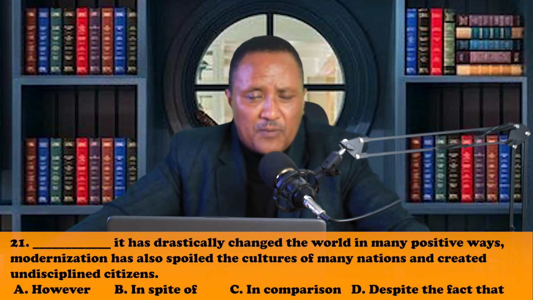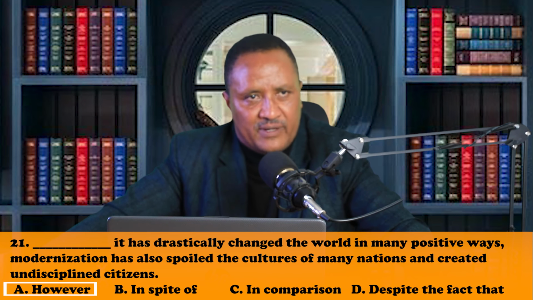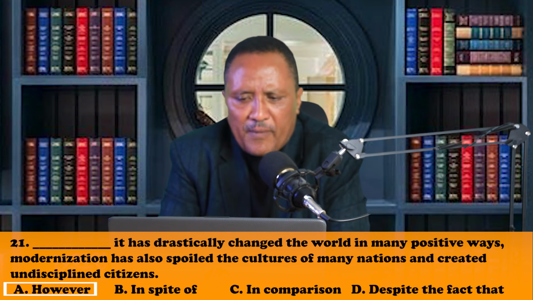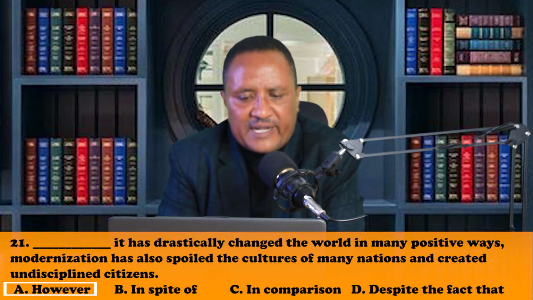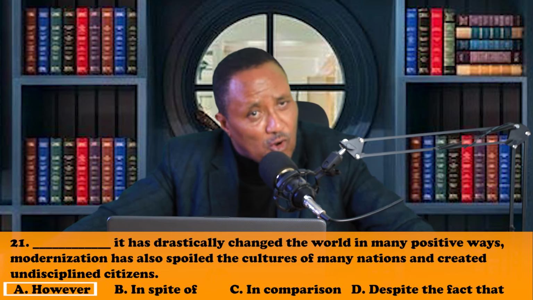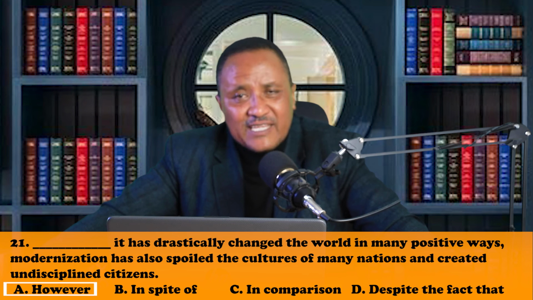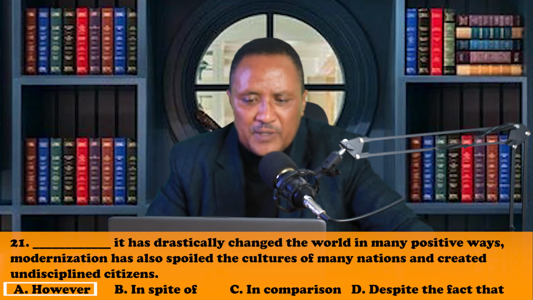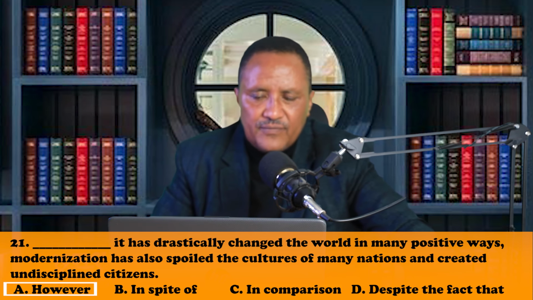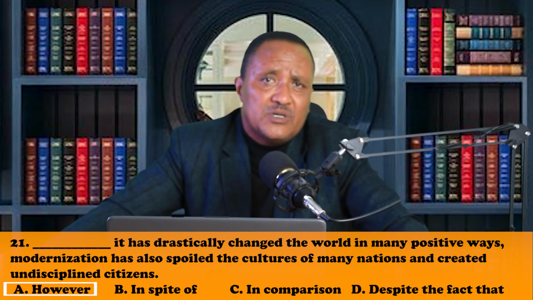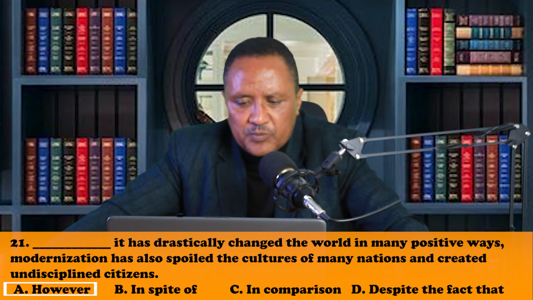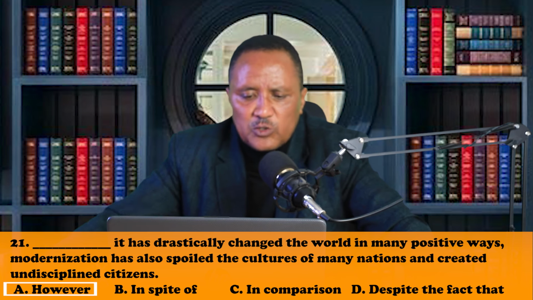In fact, the most appropriate answer is choice A, however. Let's analyze the sentence and the options, as usual. In this sentence, the phrase before the comma introduces a positive aspect of modernization, while the phrase after the comma presents a contrasting or negative aspect of modernization. The word that best expresses this contrast in this context would be however. Why? Because however is used to introduce a contrasting statement or idea. It indicates that despite the positive changes brought about by modernization, there are negative consequences as well.